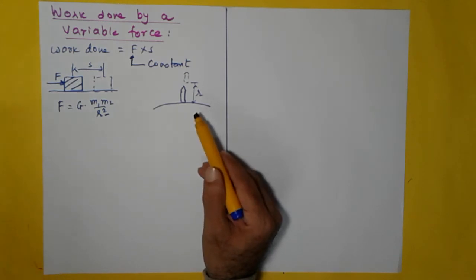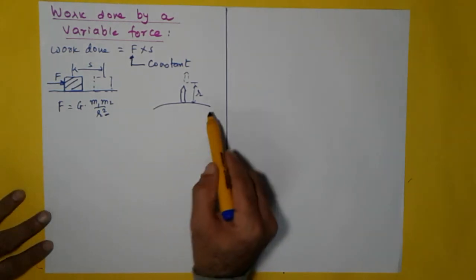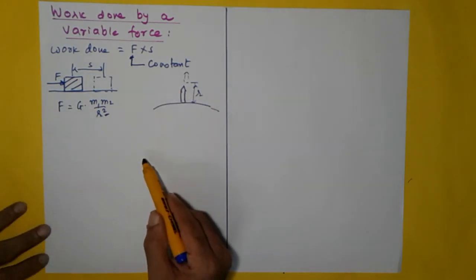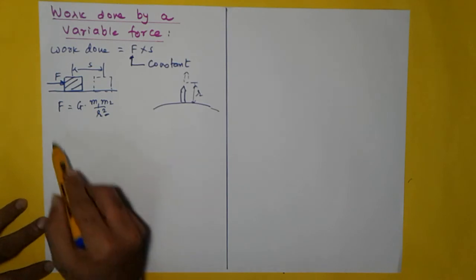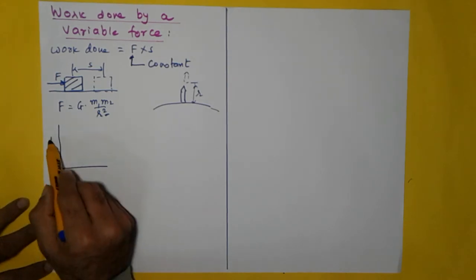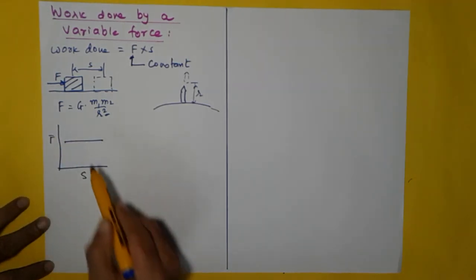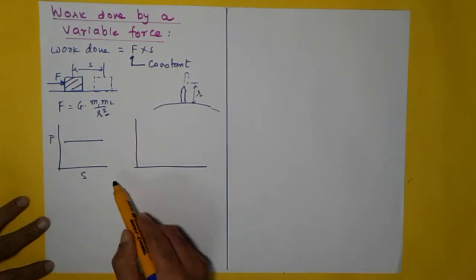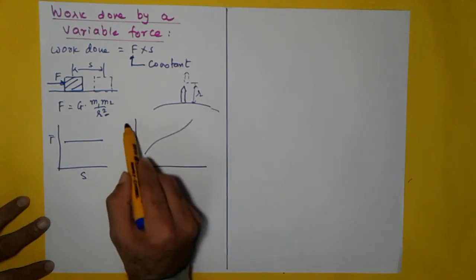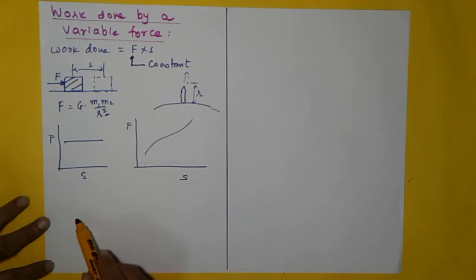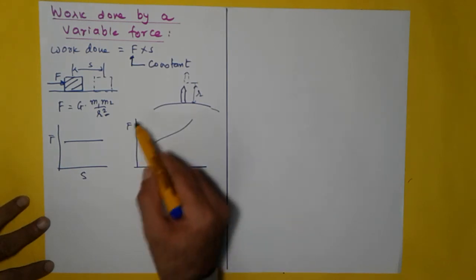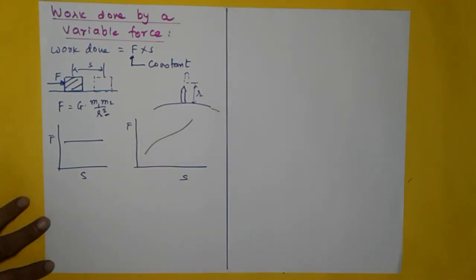Now let us try to understand how we get an equation to calculate the work done by a variable force. When the force is constant, if you plot a graph of F versus displacement, you'll get a straight line because force is constant. But when force is variable, we get a curve. This is force and this is displacement S. It is a curve because the force is not constant. The curve may be going down or up, but certainly it would not be a straight line.